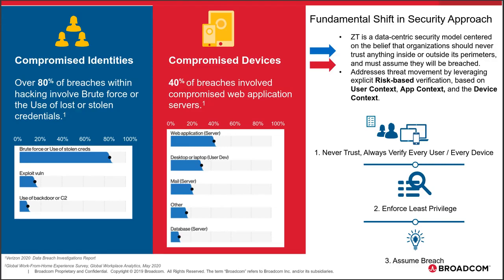And so it really fundamentally comes down to three basic things, right? We never trust a system before we validate the user, before we validate the device. We try to enforce least privilege wherever possible, and we assume breach.